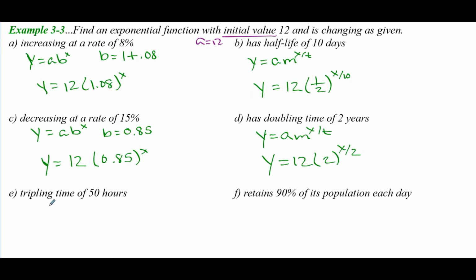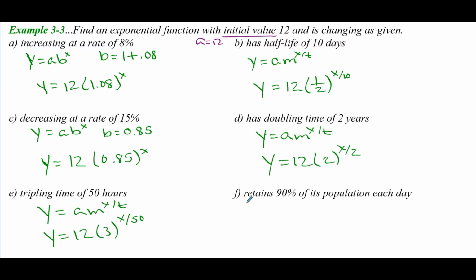Tripling time of 50 hours, so again we're going to use that a times m to the x over t. So y equals 12. We're tripling, so m is going to be 3, and then x over my tripling time is 50, so t is 50.